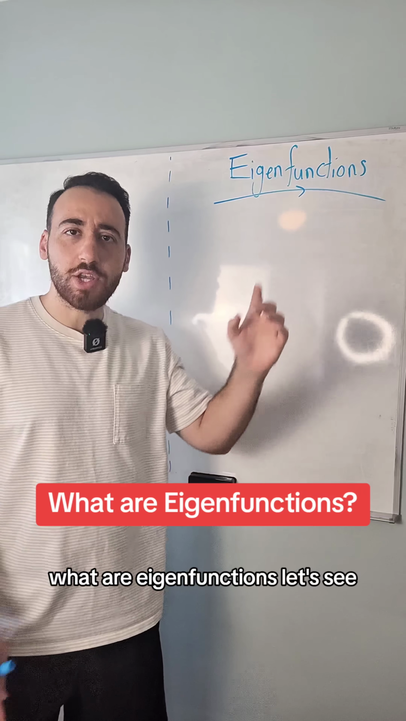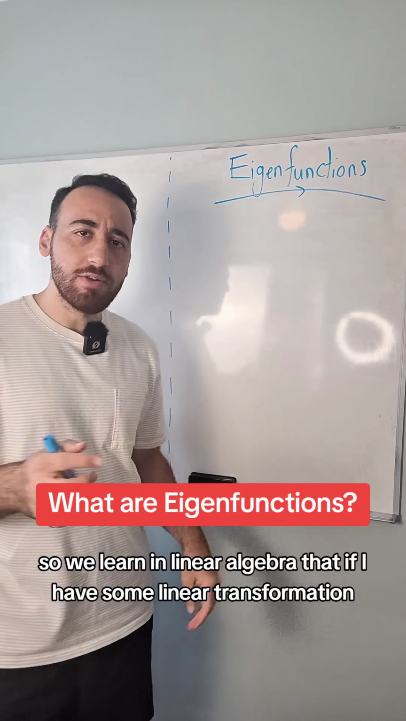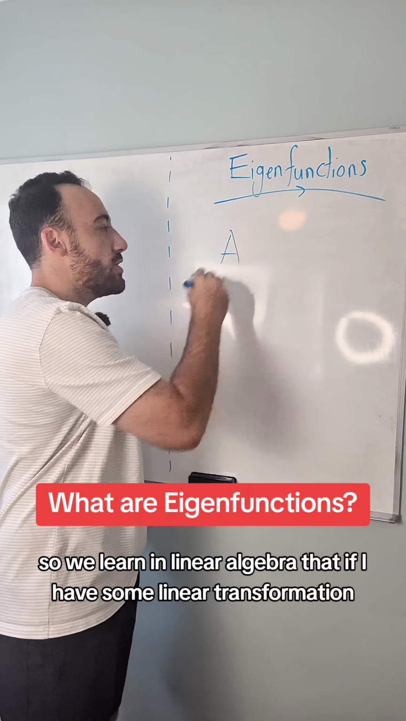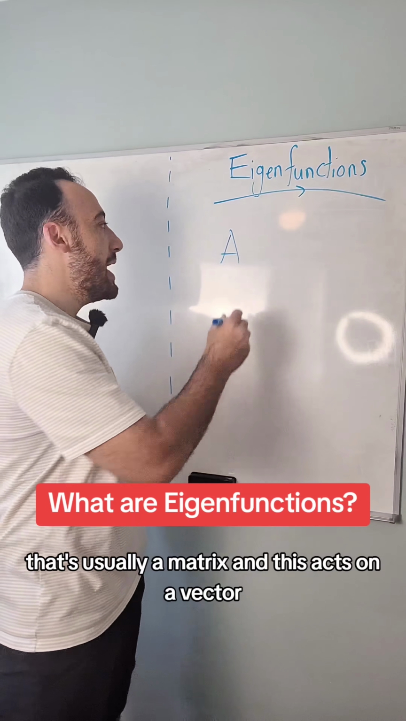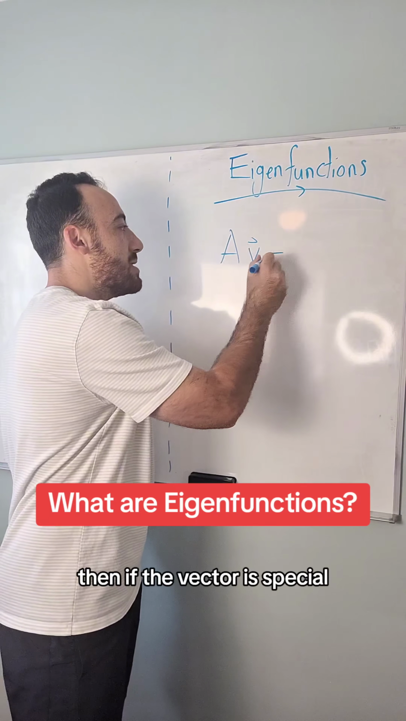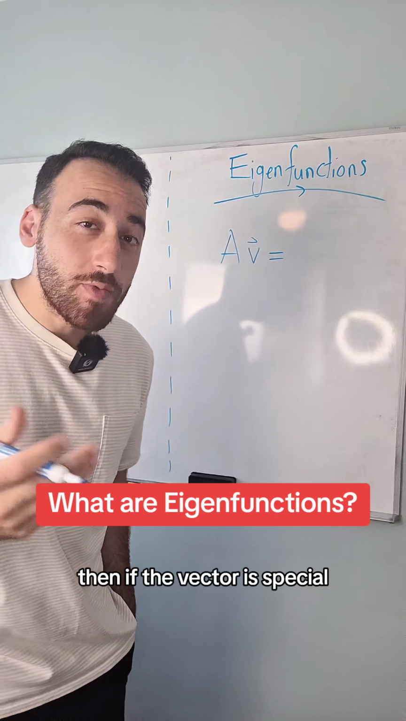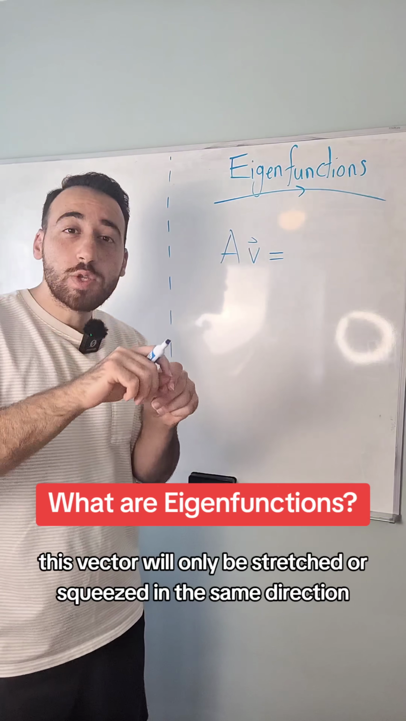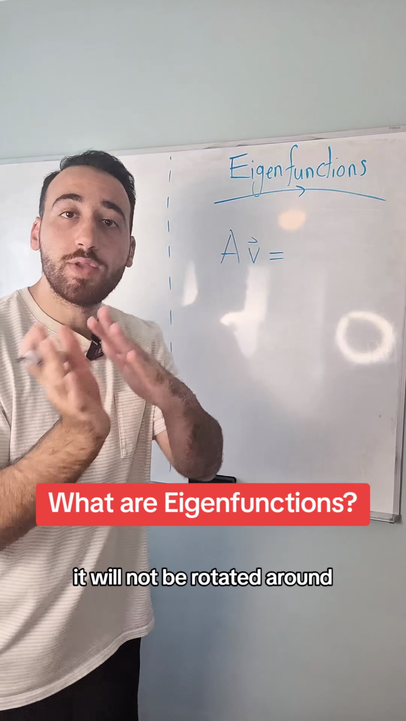What are eigenfunctions? Let's see. So we learned in linear algebra that if I have some linear transformation, that's usually a matrix, and this acts on a vector, then if the vector is special, this vector will only be stretched or squeezed in the same direction. It will not be rotated around.